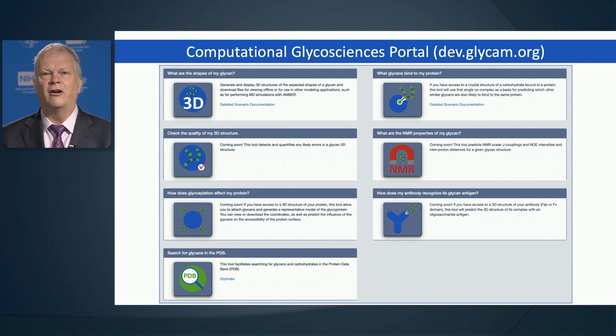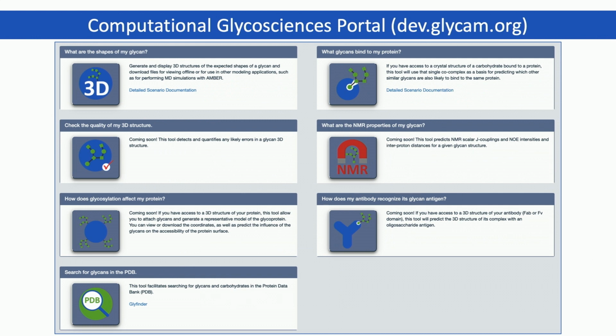So here's our interface. This is what you would go to if you go to dev.glycam.org. Dev stands for development. This is a work in progress. Eventually it will just be glycam.org. And you can see there are various icons that give you an idea of the tools and what's available to the user. Shown are 7 different images with links to different regions of glycam.org.